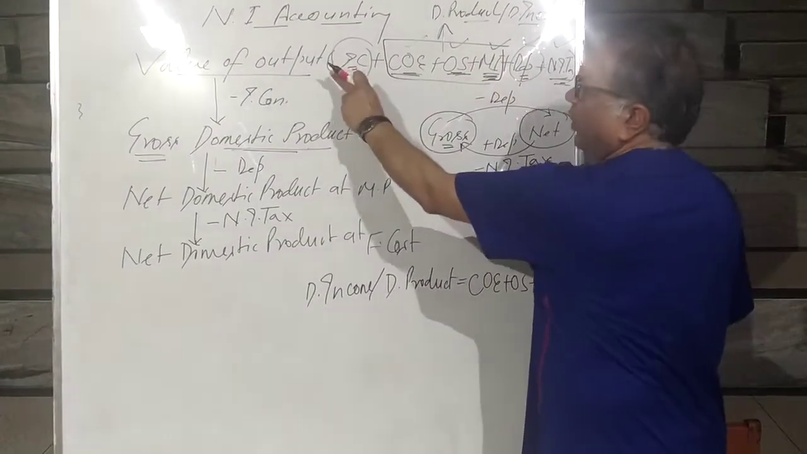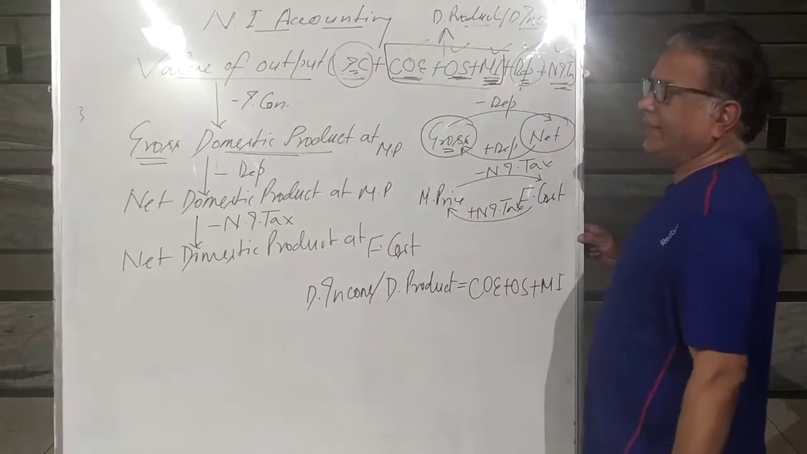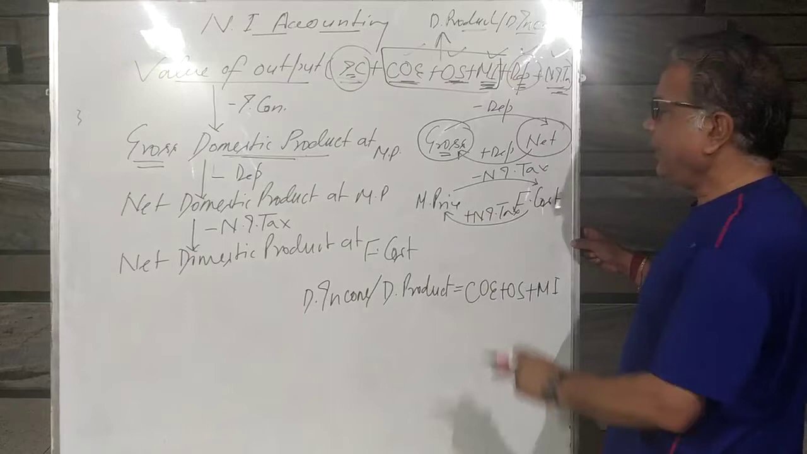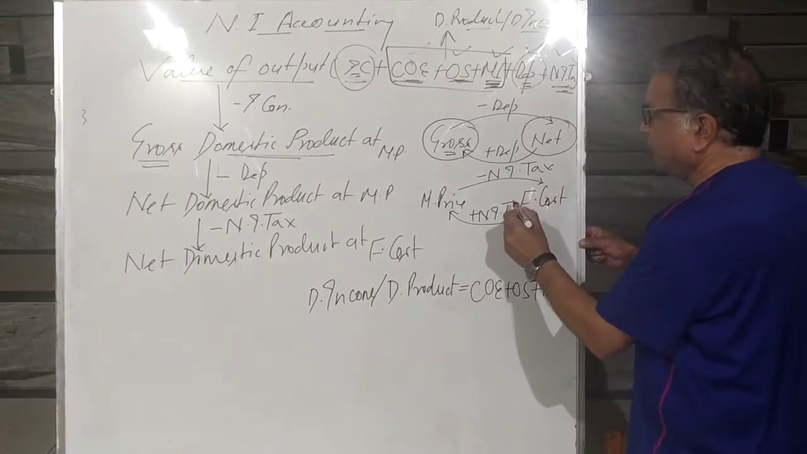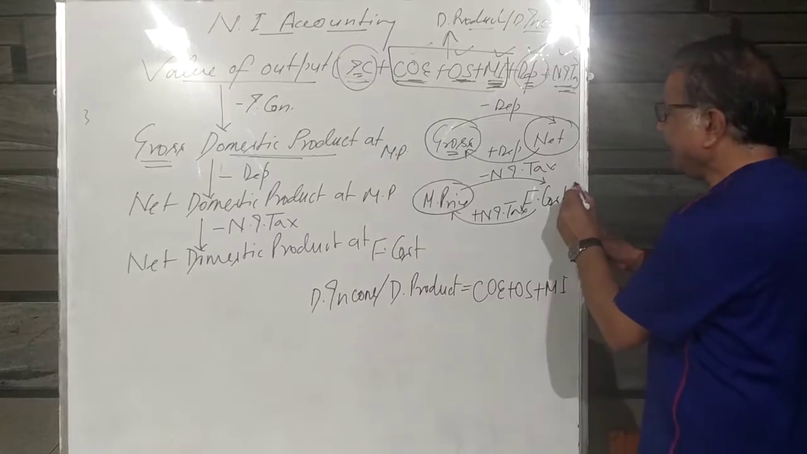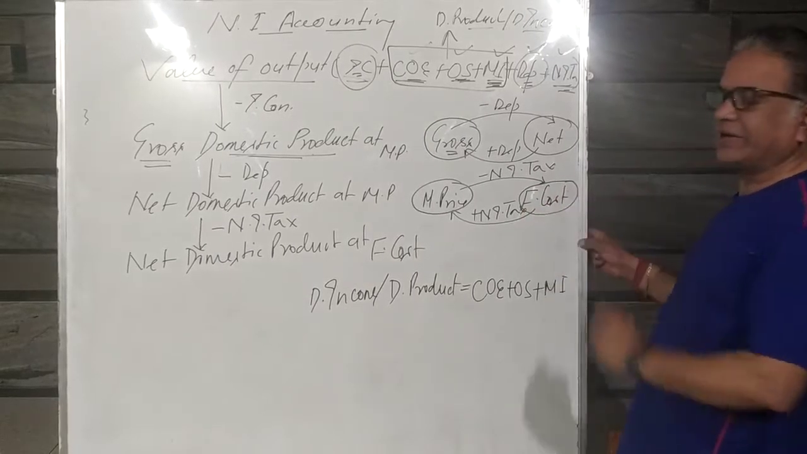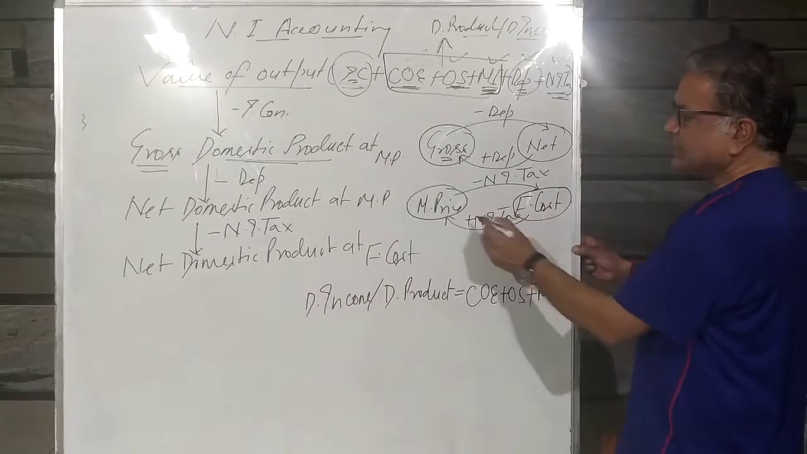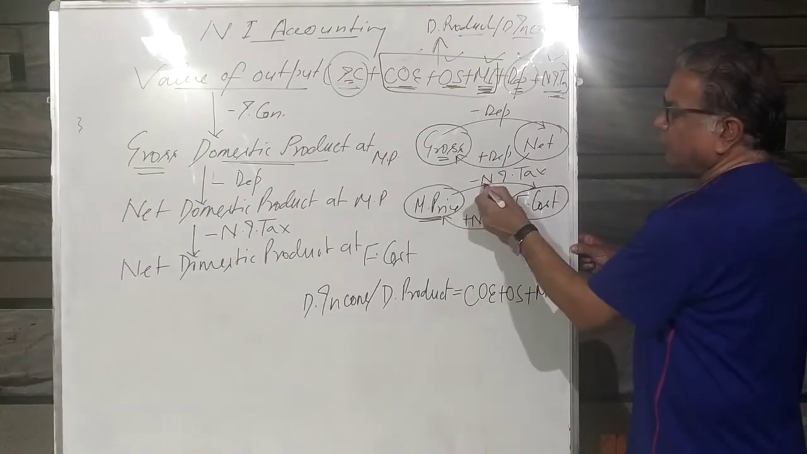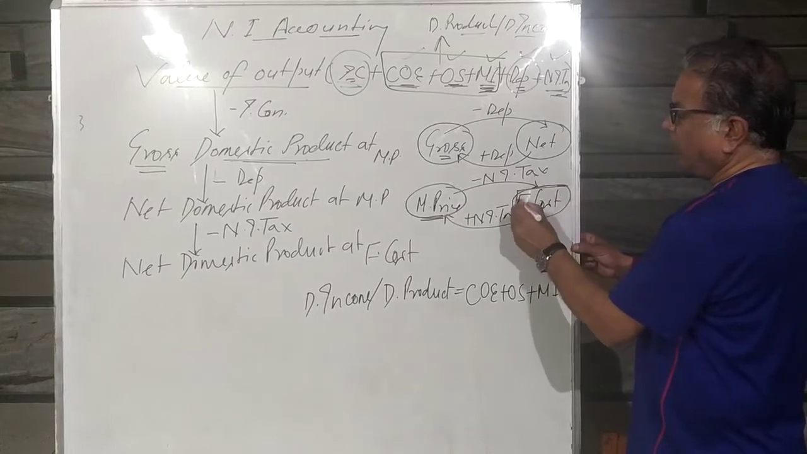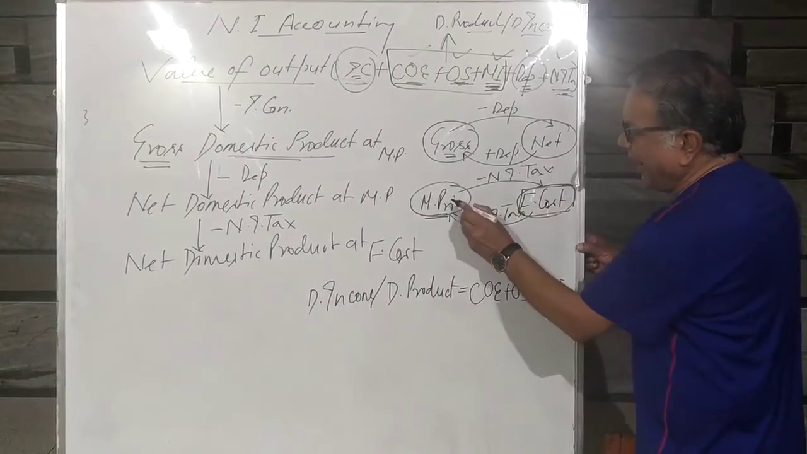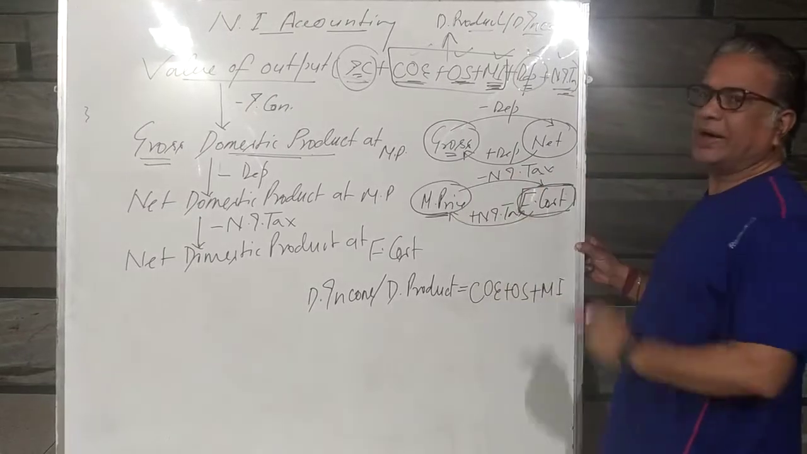And from value of output you have not removed the net indirect tax, which means net indirect taxes are also included. If net indirect taxes are included, we call it market price. And if net indirect taxes are not included, we call it factor cost. From market price, if you remove net indirect taxes, we call it factor cost. And if to factor cost you add net indirect tax, you call it market price.